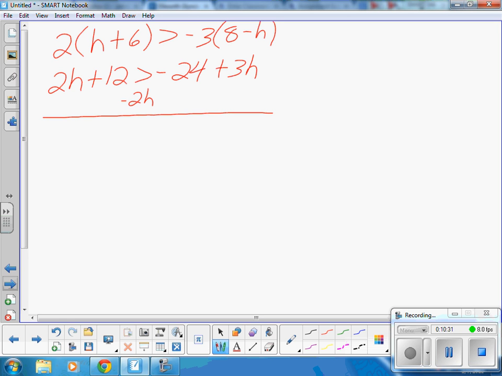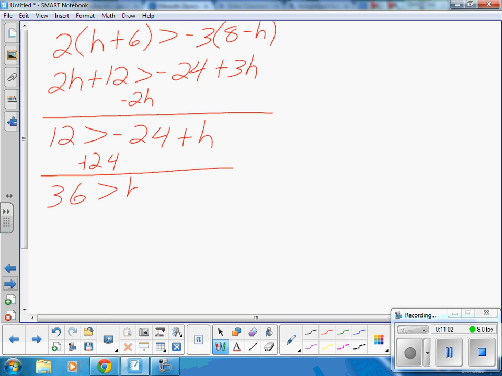Now, I know some of you have already figured out that you could subtract the 2h and add the 24 in one step and get further, so you can do this in fewer steps. I, the teacher, need to do it in a manner so that everybody understands, hopefully. So I'm going to do one step at a time. Subtract the 2h from both sides. 12 is greater than negative 24 plus h. That's 1h. I'm going to add 24 to both sides. So I get 36 is greater than h. So h is less than 36.